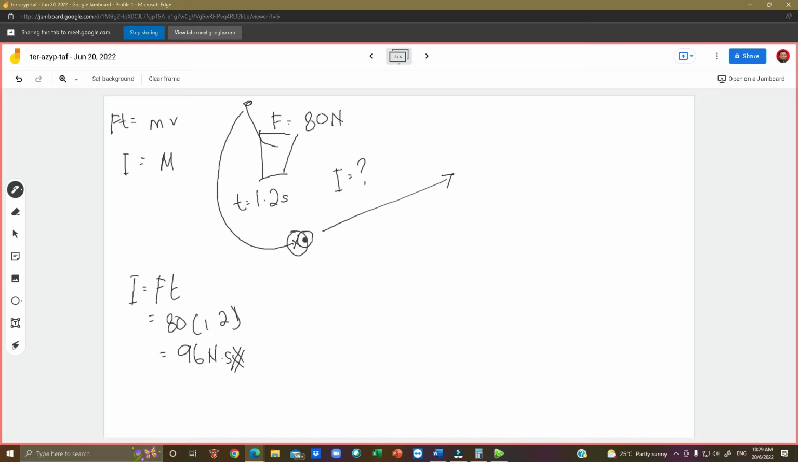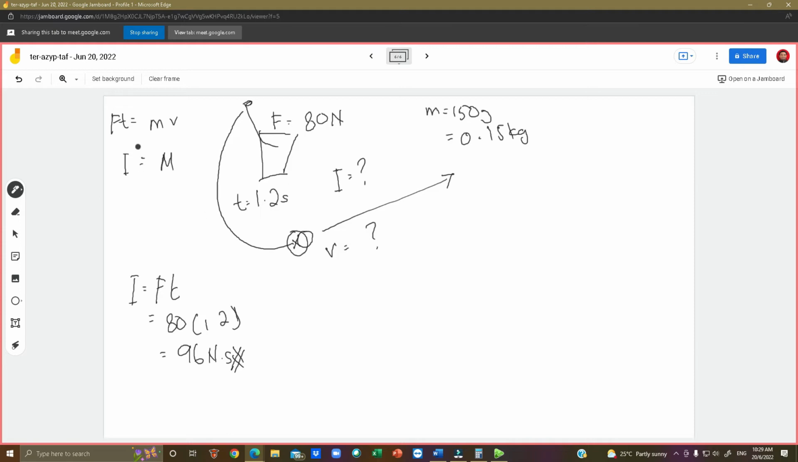Ini benda ni kamu kena tunjuk dekat kamu punya presentation. Kalau kamu tengok bahagian 2, bahagian 3, we have kinetic, we have impulse momentum theorem. Okay, so the amount of impulse is 96 Newton per second. So now next question is, by having this 96 Newton per second, how fast the ball is going to travel? Let's say the mass of the ball is 150 gram or 0.15 kg. Okay, berapa laju bola tu?